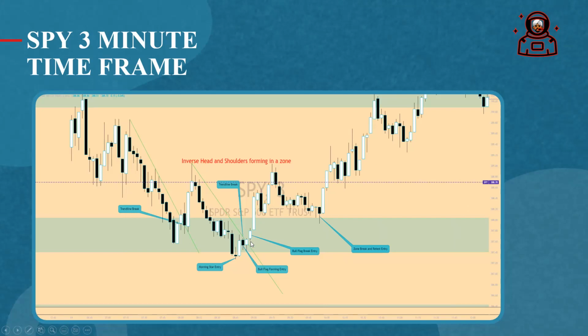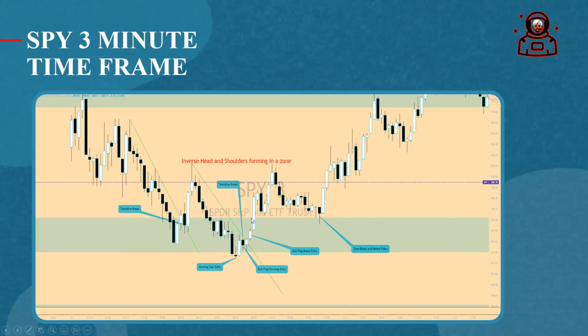Here's a bull flag, right? A bull flag in a zone. You could have entered on this right here because a bull flag is forming and it's about to break. Here's the bull flag breaking. If you're a breakout trader, you could have gotten in on this candle and bam. And here we are to my favorite.